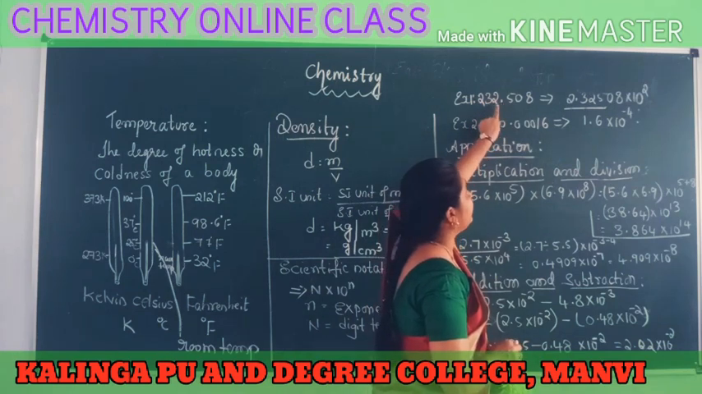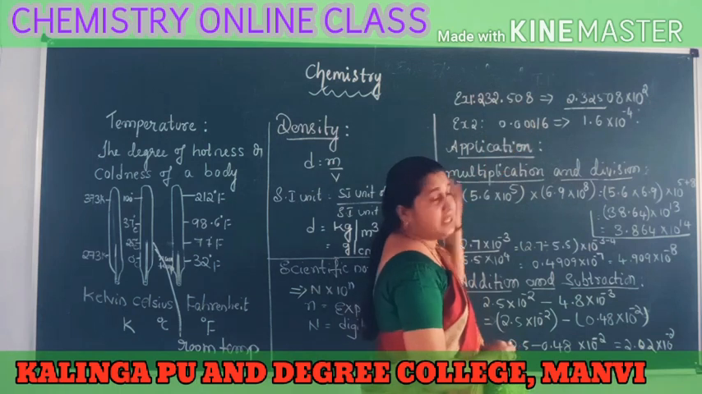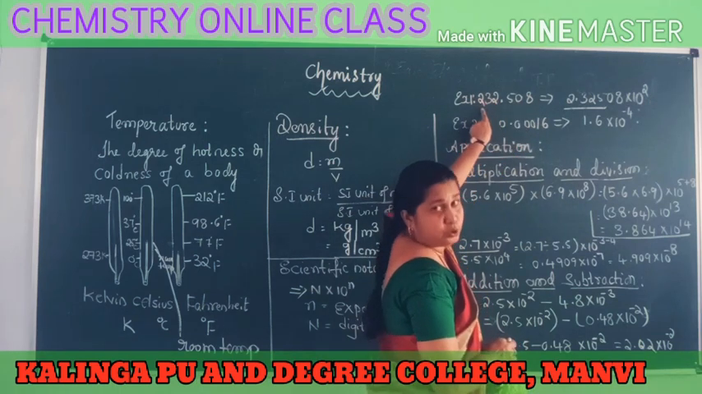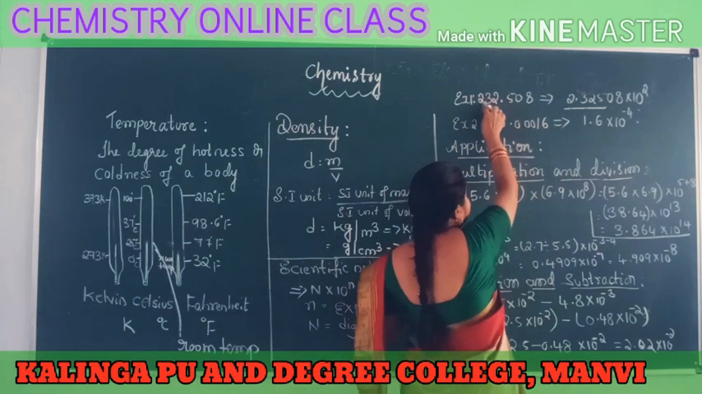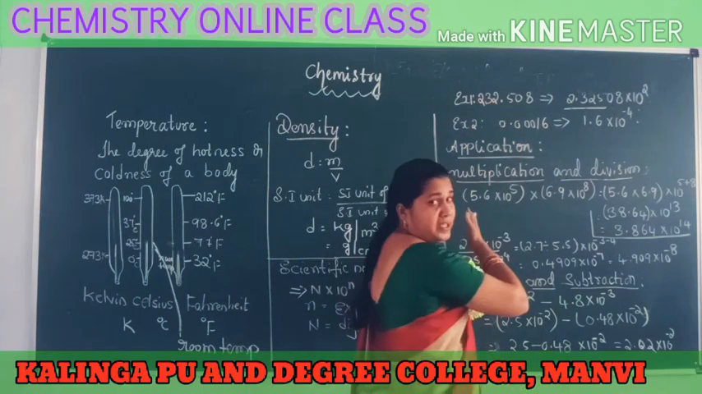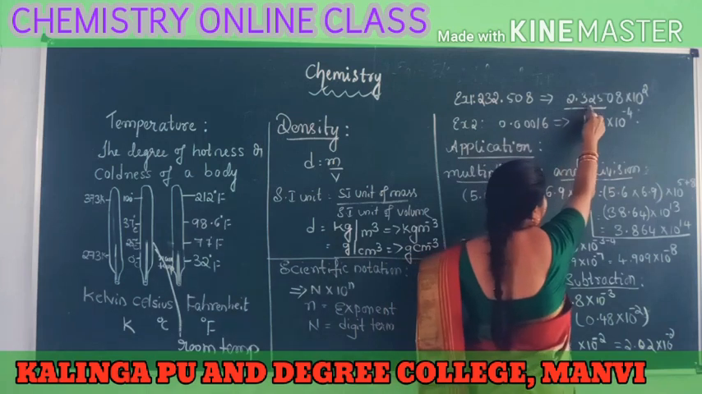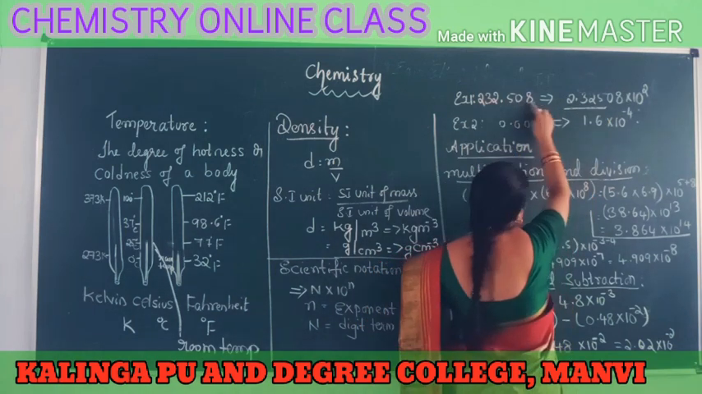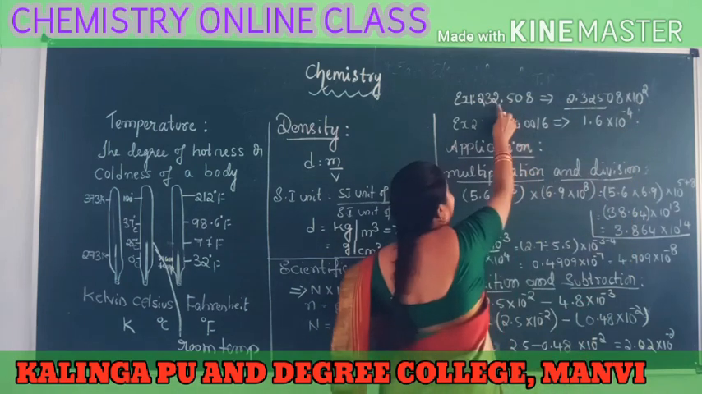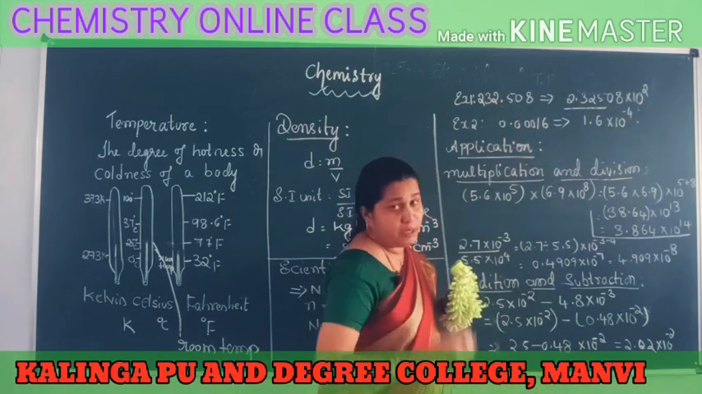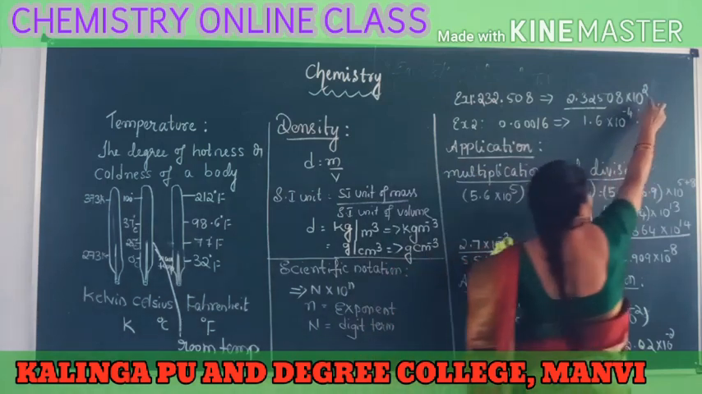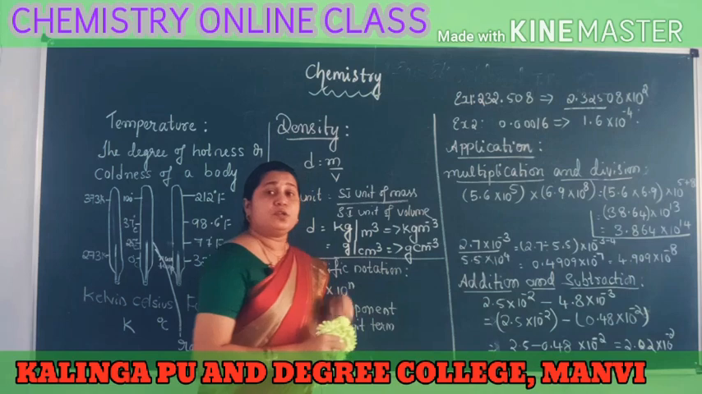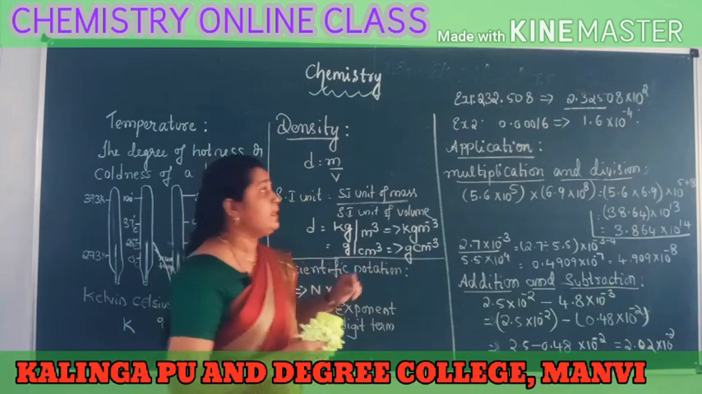2.32508 into 10 power. How many places have we shifted? After 2 numbers we have shifted, that value you have to write as 10 power 2. So why is the value positive? When we shift the decimal point towards the left hand side, you have to write the value as positive. Why 10 power n, when does the n value become positive? When we shifted the decimal point towards the left hand side, you have to write the exponent term as positive.